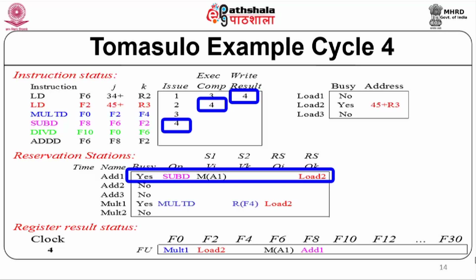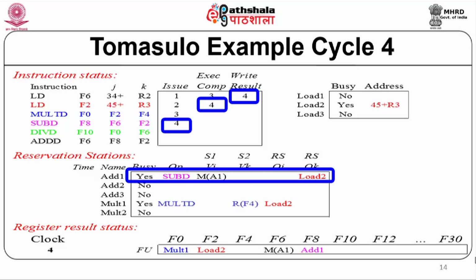And the other activity that happens in clock cycle 4 is that the fourth instruction, your sub instruction, gets issued. When the sub instruction is issued, observe that a reservation station entry is allocated for it, which is your add 1 reservation station entry. The operation is indicated as sub. For the sub instruction, the operands are F6 and F2, which come from the two load instructions.